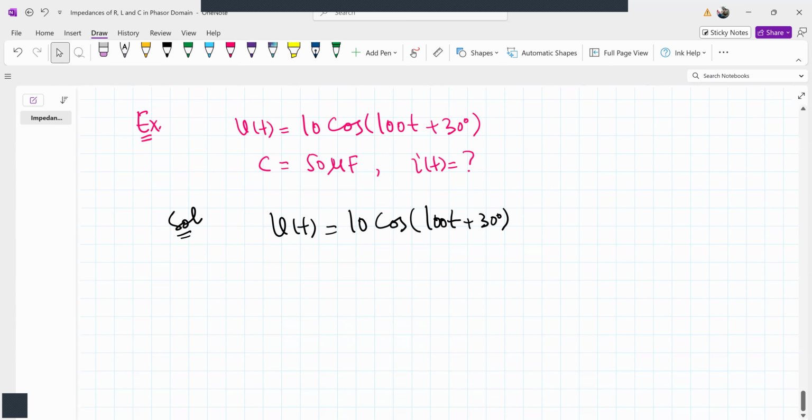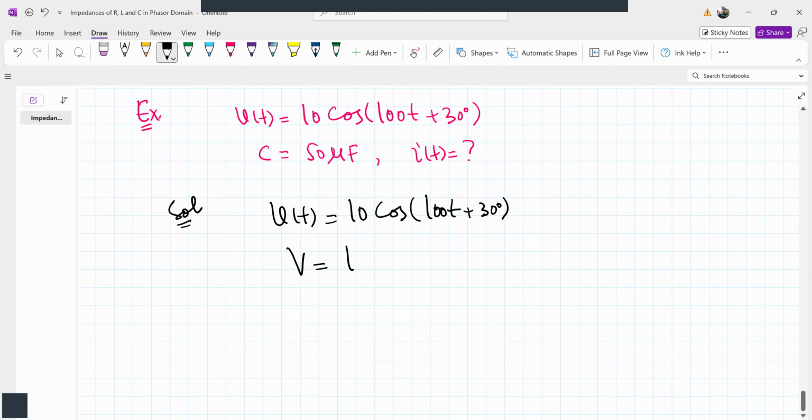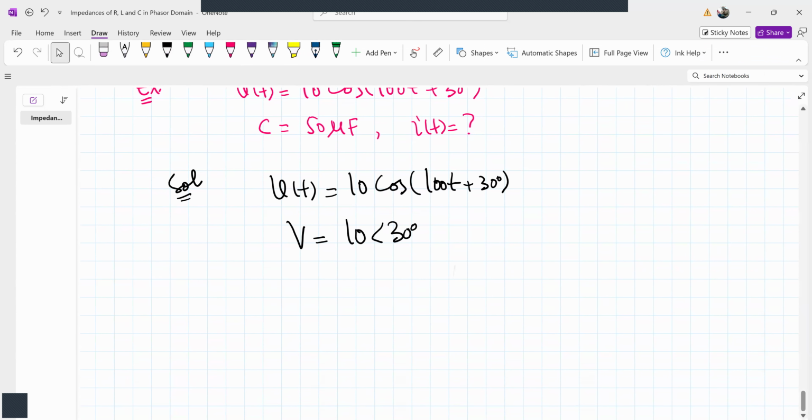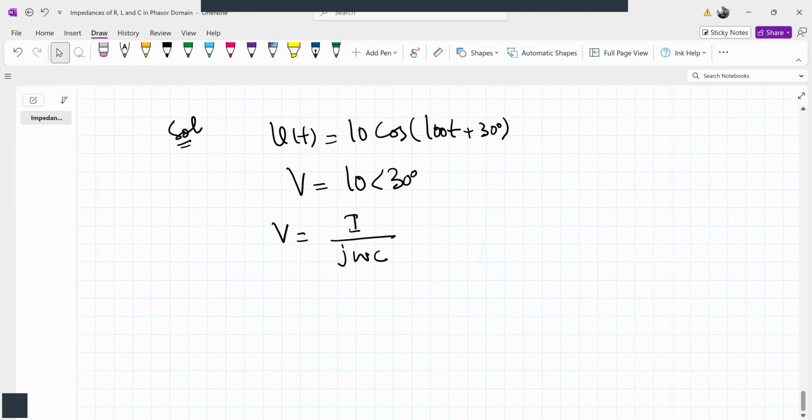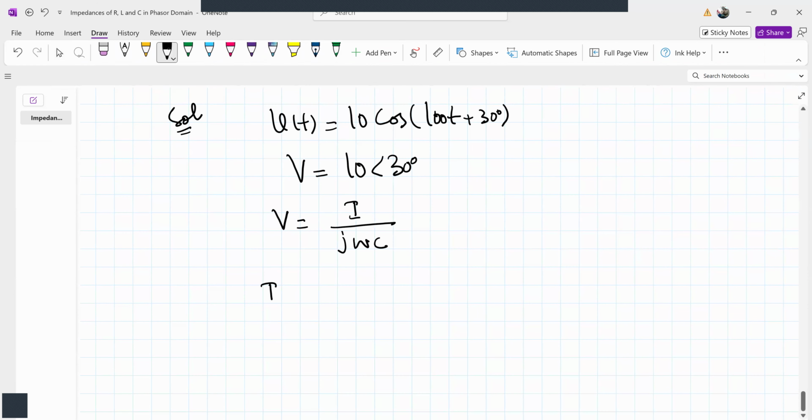Now in phasor form, we can write this as V is 10 at an angle of 30 degrees. Okay. Now we know how V and I phasor are related in a capacitor. V phasor is simply I phasor divided by jωC. So we have to determine I. So I is equal to jωC times V phasor.